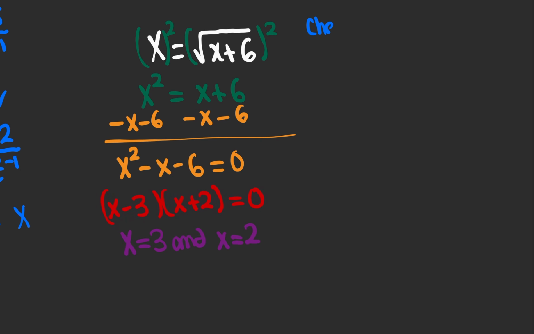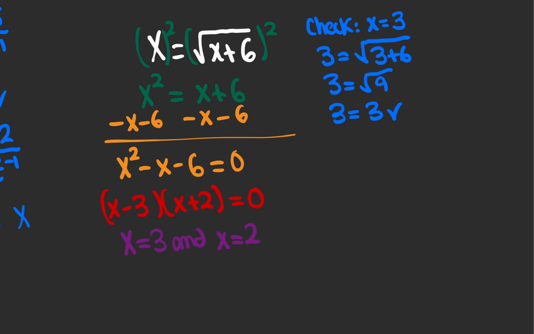So we begin by checking x equals 3 on the original. So we have what? 3 is equal to the square root of 3 plus 6. So we have 3 is equal to the square root of 9. And it checks out, right? The square root of 9 is going to be 3. So this will be a solution.